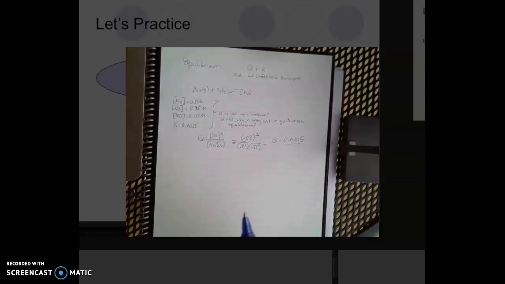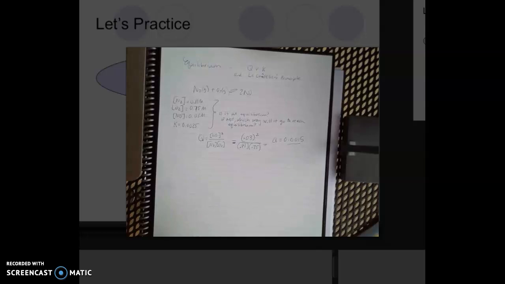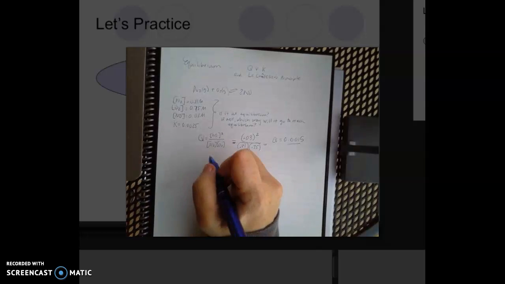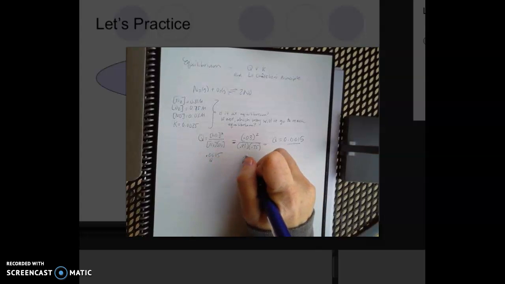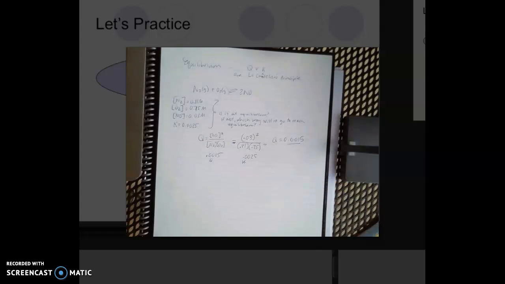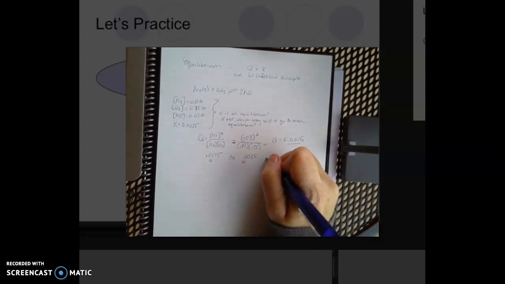Okay, so answer the first question. Is this set of conditions at equilibrium? Well, we've got a Q of 0.0015. We've got a K of 0.0025. So no, that is not at equilibrium.